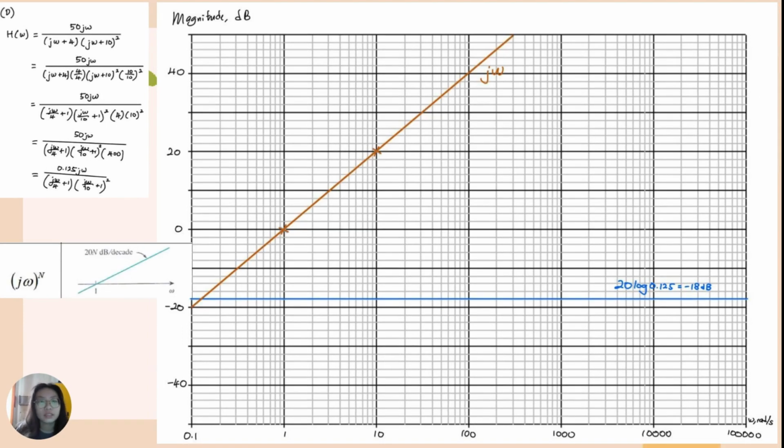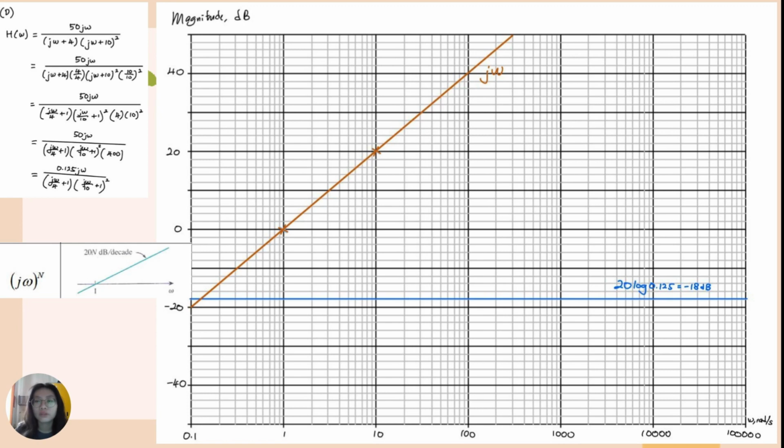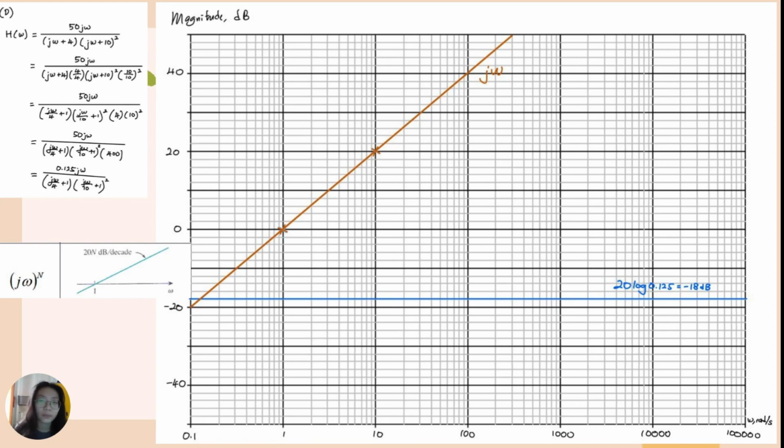Next, the second factor to draw is jω. First we will plot a point at 1 radian per second and 0 dB. After that, we will increase 20 dB in 1 decade, which is at 10 radian per second, as the second point. And we will draw a line between these 2 points. So this orange line is jω.